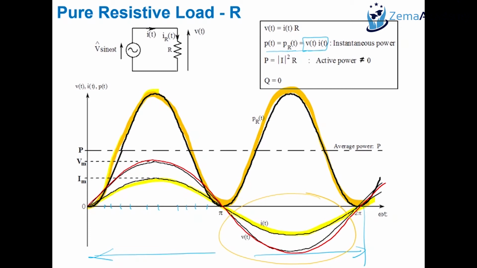And one thing that you should note is the frequency of this power. So can somebody comment what the frequency of the power is? Twice as much as the voltage or current. Yeah. So power frequency is 2 times voltage frequency or 2 times current frequency. So power is called the double frequency component that happens.